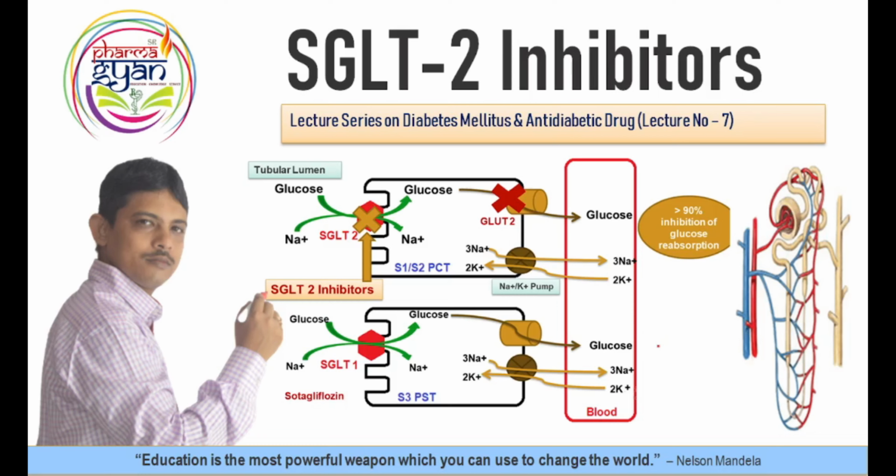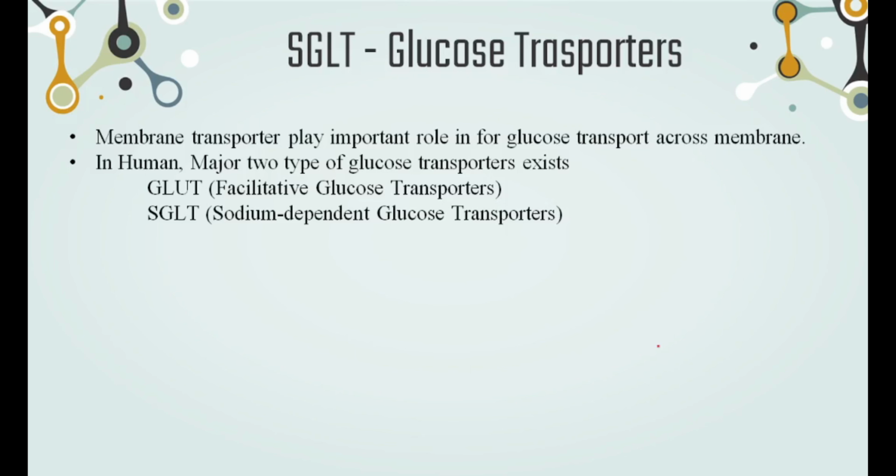Today we are going to discuss the SGLT2 inhibitor. The SGLT2 inhibitor is a comparatively new class of oral hypoglycemic agent. Now before we go to the SGLT2 inhibitor, we need to focus on the glucose transporter. Whenever we are talking about glucose transport across the membrane, different membrane transporters play an important role in glucose transportation.